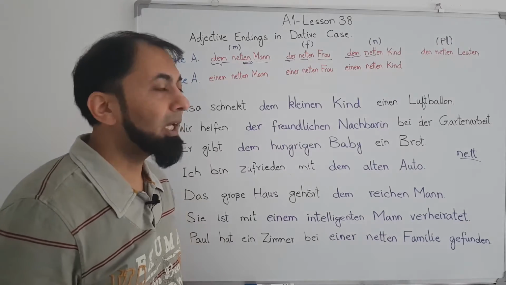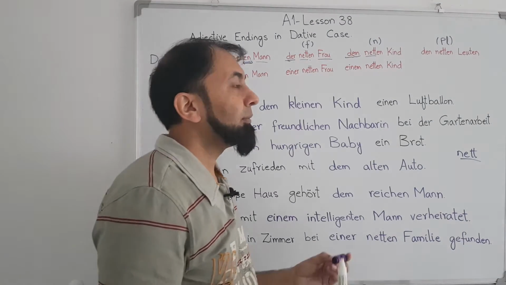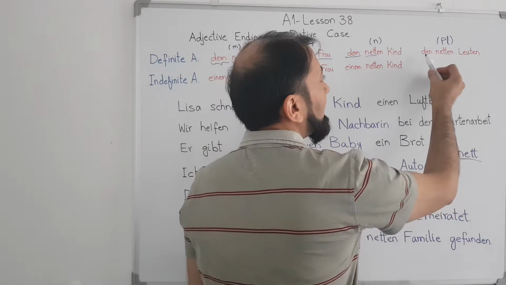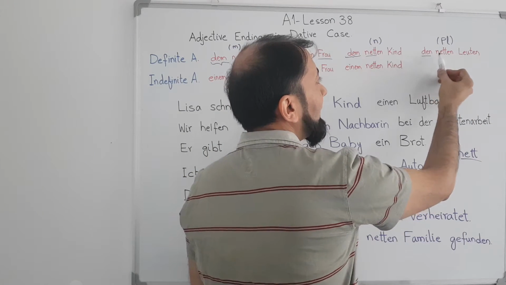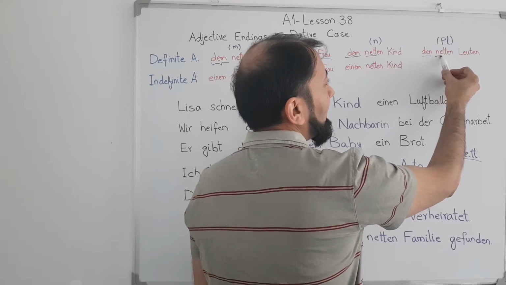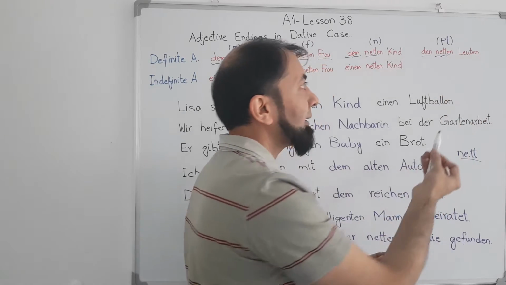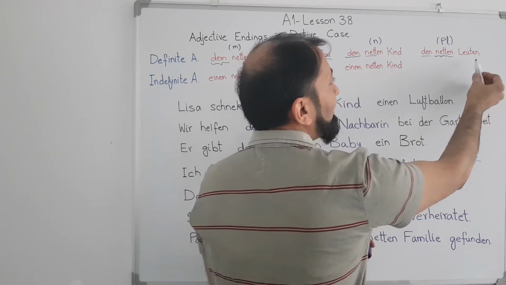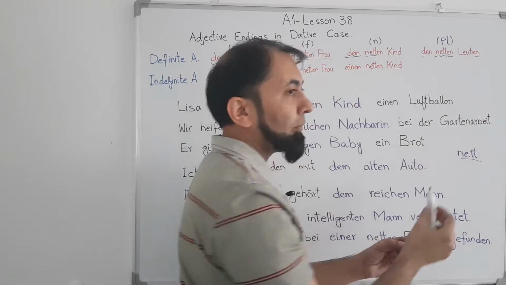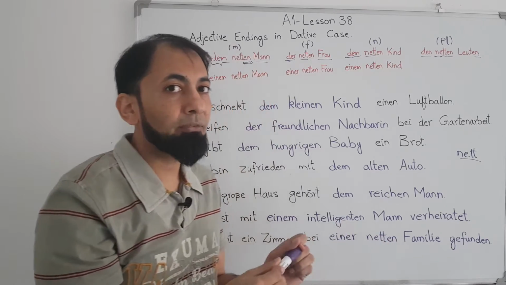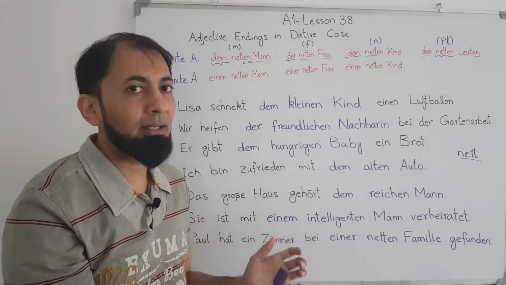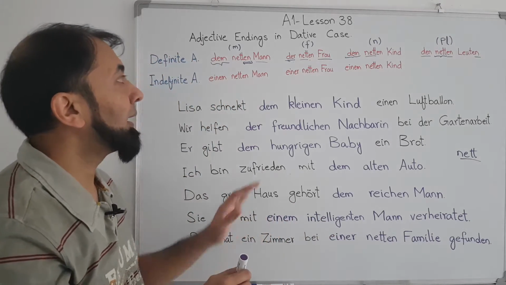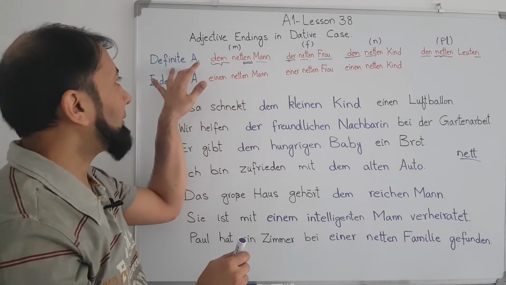If we are going to use a plural noun and we have to use any adjective for a plural noun, then the definite article will be den, and if we keep the adjective nett, then we have to add -en at the end of the adjective, and we have to add an n at the end of the plural noun if it does not already have an n at the end. So this is how we have to use the adjective with a definite article.